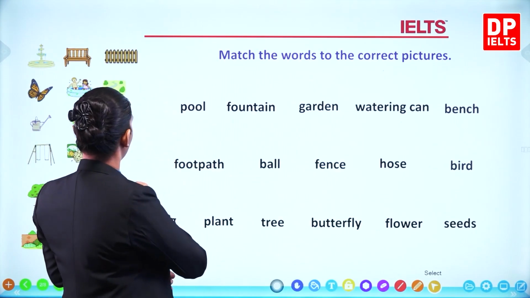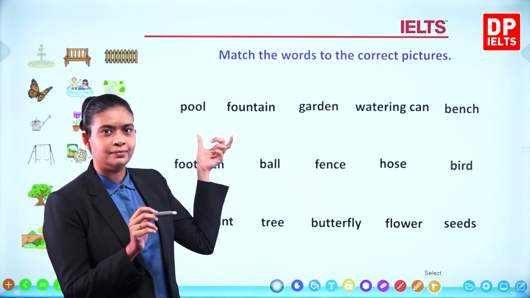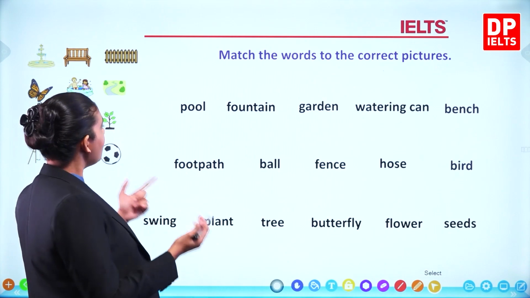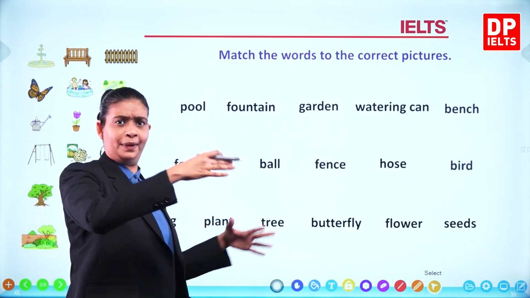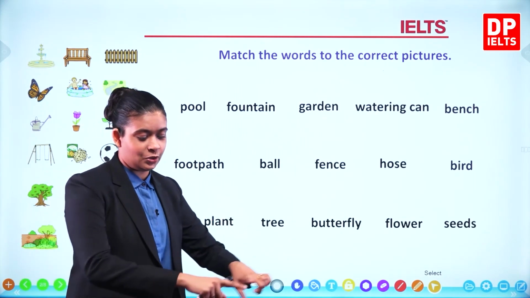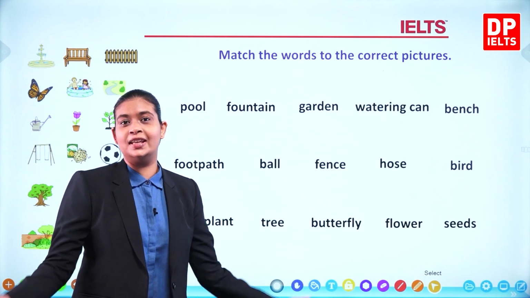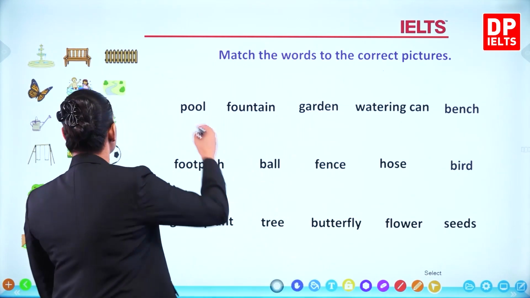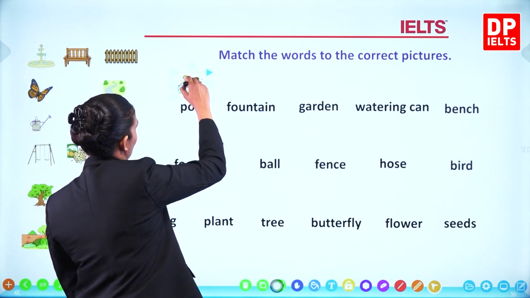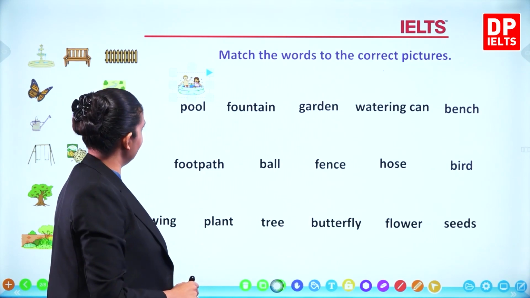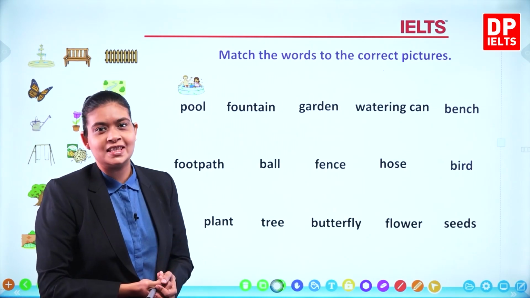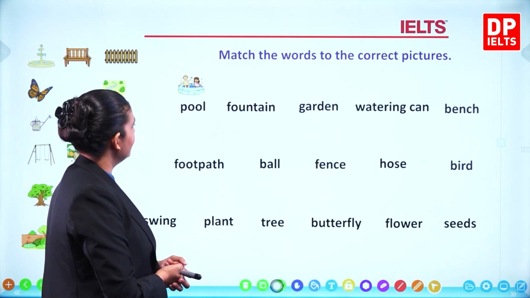Now let's have a look at the first one. Pool. What is the pool? Where you go swimming, right? But at home, can you have a big swimming pool? Oh, you can't, right? So what will you have? Those little pools where you can actually fill water, right? So this is the pool. So you can see kids playing and enjoying themselves in the garden, right?